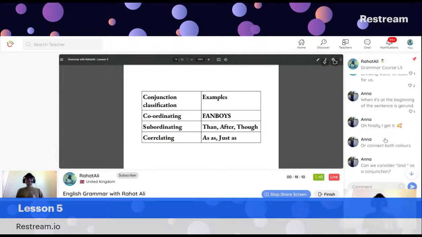And correlating means we try to compare, like, oh, I'm as good as him, or the sun is as strong as the moon, for example. So these are other given examples.